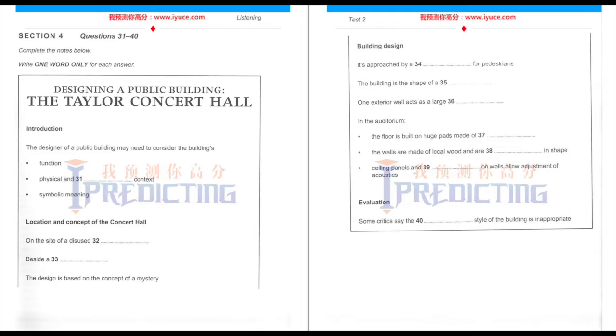We've been discussing the factors the architect has to consider when designing domestic buildings. I'm going to move on now to consider the design of public buildings, and I'll illustrate this by referring to the new Taylor Concert Hall that's recently been completed here in the city. So, as with a domestic building, when designing a public building, an architect needs to consider the function of the building. For example, is it to be used primarily for entertainment, or for education, or for administration?